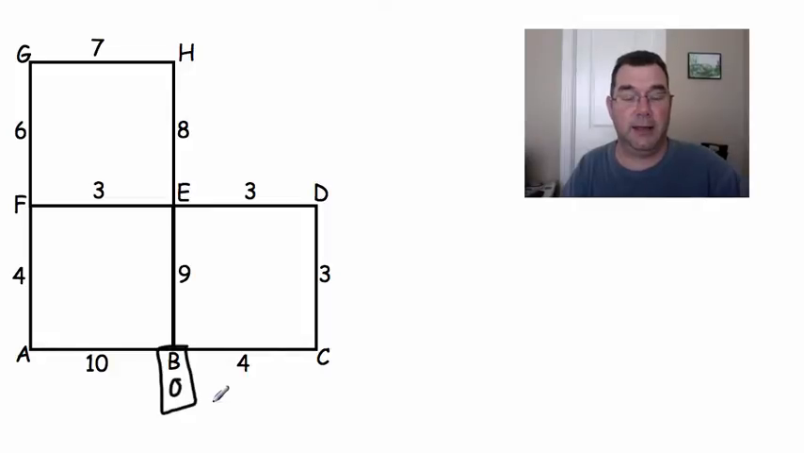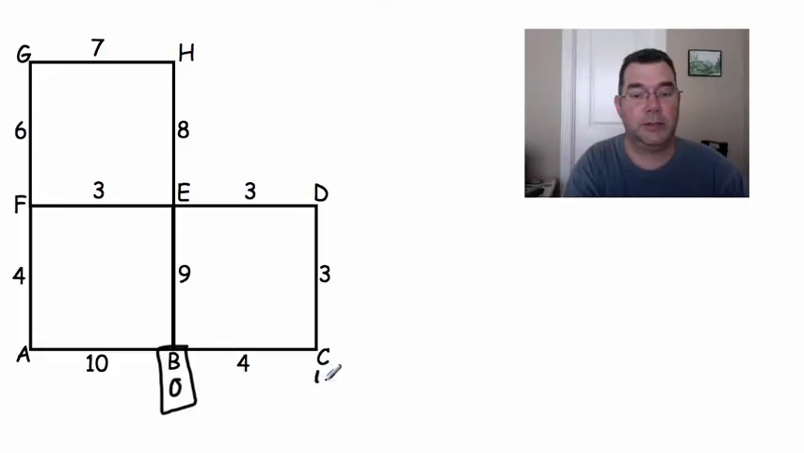Then I looked at every vertex leaving the most recently boxed vertex, and I figured out the shortest path to each of those vertices. So to get to C from B, that would be a cost of 4. Then to get to A from B, that would be a cost of 10. And then to get from B to E, that would be a cost of 9. Okay, and the cheapest of those is getting from B to C.